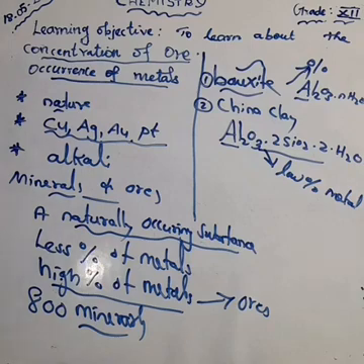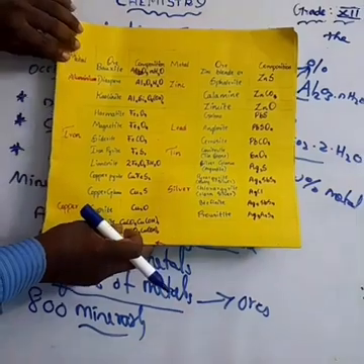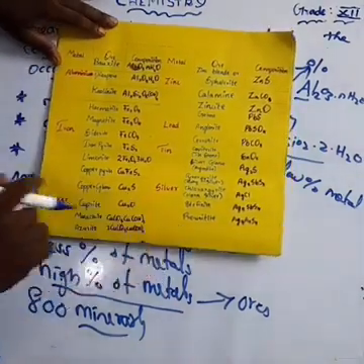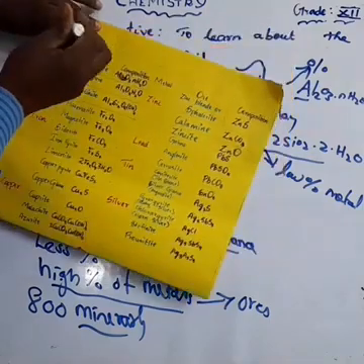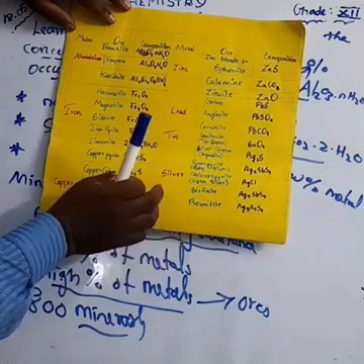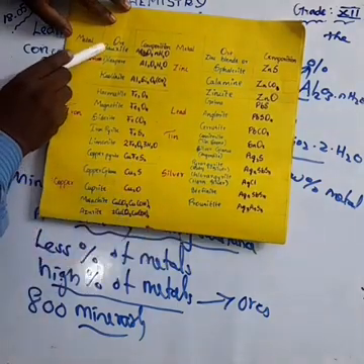Okay, dear children, next we will learn about a list of some metals and their common ores with their chemical formulas. First I am taking one metal, aluminum. Here I am giving three ores of aluminum metal.